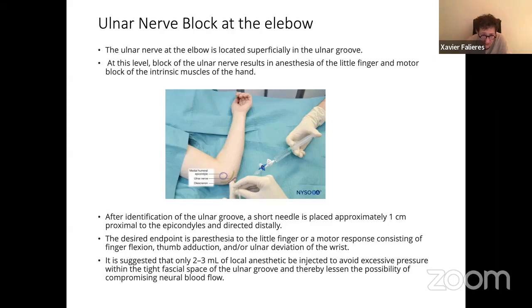You will have a wonderful block. You identify the ulnar groove with a short needle, 1 centimeter proximal to the epicondylus, and doubly distally. So the patient will find paresthesia to the little finger or a motor response with a finger flexion, thumb abduction, and or ulnar deviation of the wrist. Then you are good, and you can inject only 3 milliliter local anesthetic, which will be enough to have a wonderful block of the ulnar nerve.